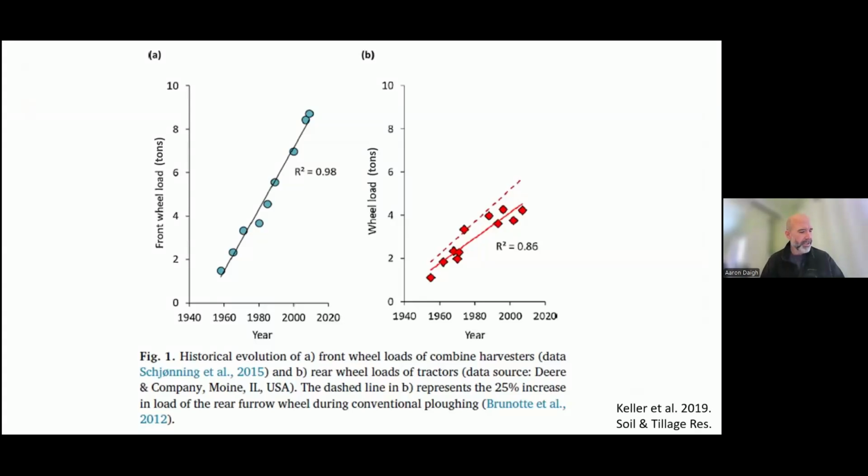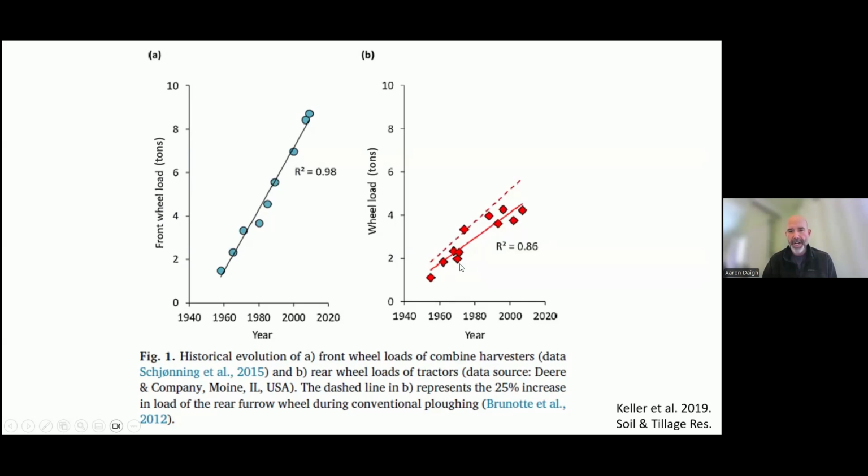And so wheel traffic compaction has certainly changed over the years, particularly the wheel loads, the axle loads of equipment. They have dramatically increased ever since diesel engines started becoming really the technology of choice back in the 1950s, moving into the 1960s. If we look at front wheel loads, for example, on combine harvesters here, they've increased eightfold since the 1960s, much heavier than what they used to be over time.